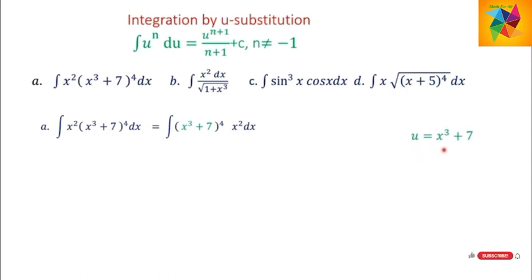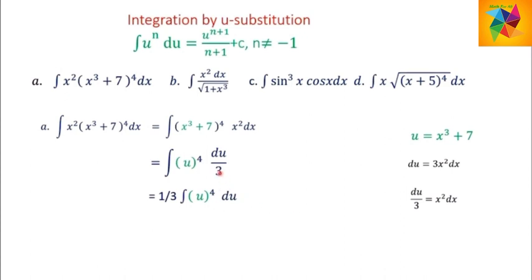So u is equal to x cubed plus 7. The derivative of u is du. The derivative of x cubed plus 7 is 3x squared dx. Now, solving for x squared dx, we have to divide both sides by 3. Lastly, we go back and substitute: x cubed plus 7 is u, and x squared dx is simply du over 3.